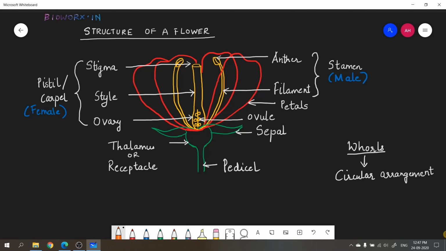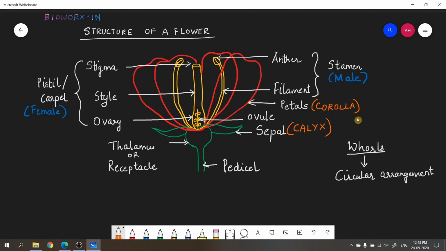So in front of sepals, I'm going to write calyx here, calyx, which is the first whorl of a flower. So calyx is the outermost and the first whorl, which consists of individual members called sepals. Then the second whorl, innermost to the calyx, comes the corolla, which consists of petals. So I'm going to write corolla here. Corolla is the second whorl of the flower, which consists of individual members called petals.